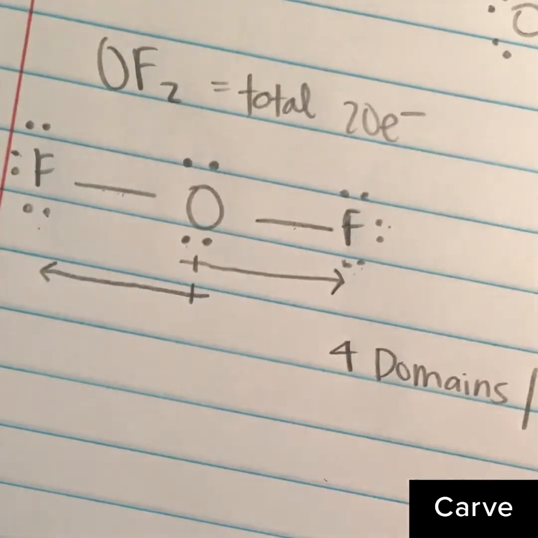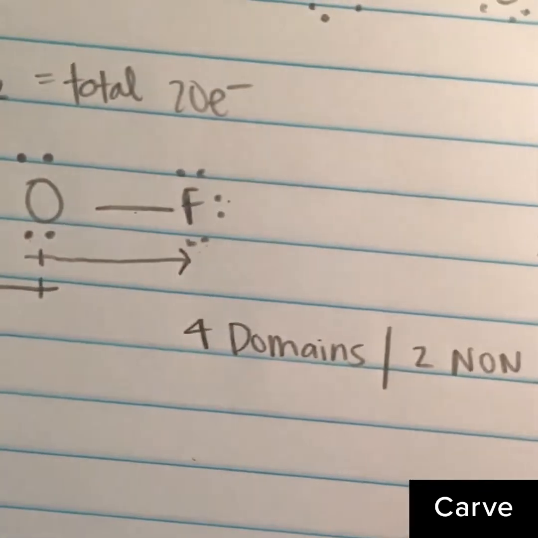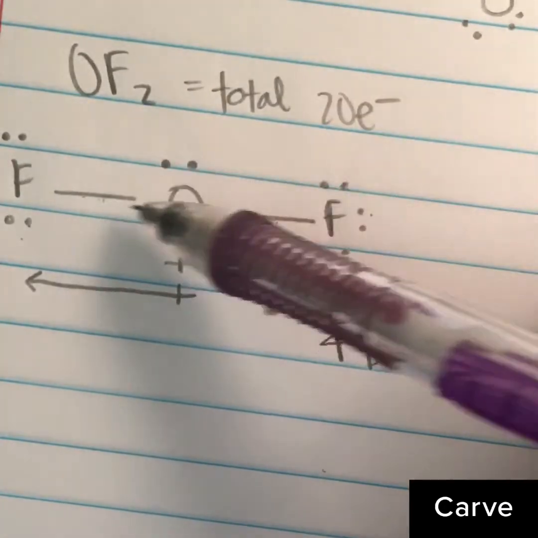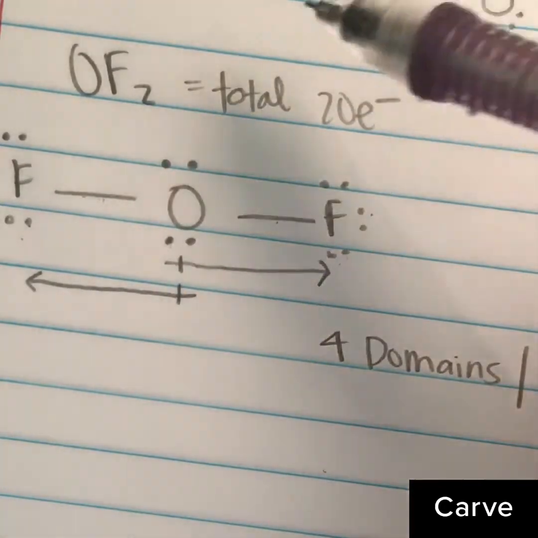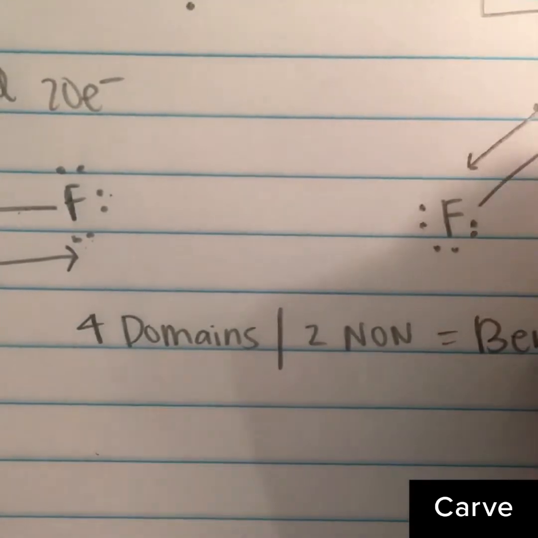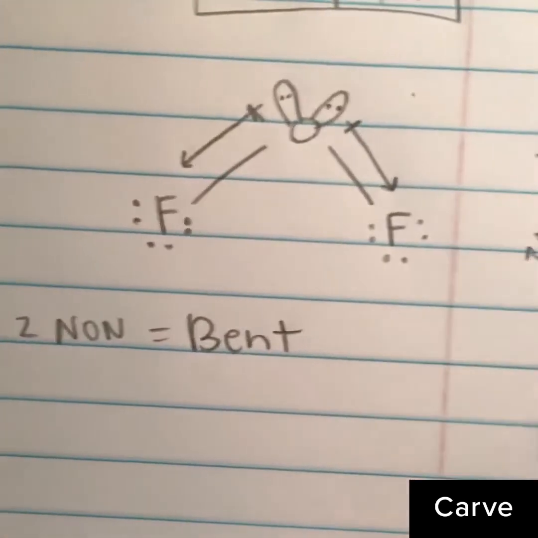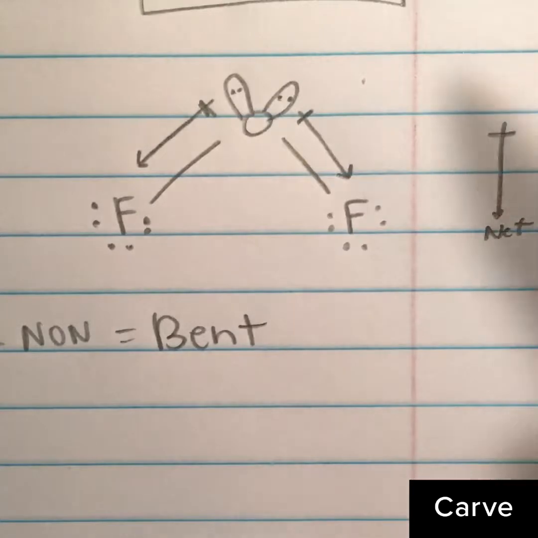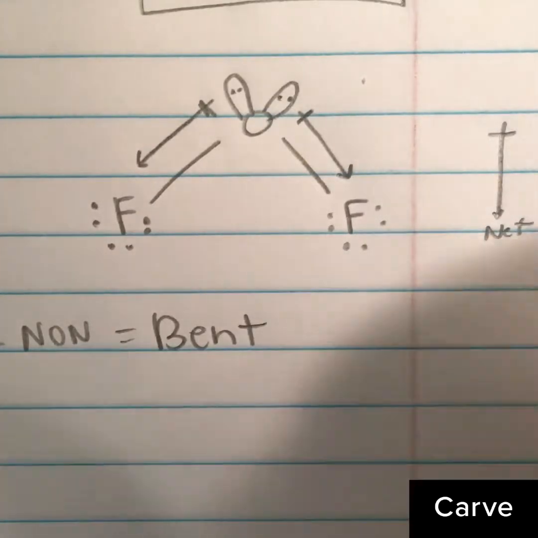Okay, so our third step would be to identify the net molecular dipoles and the molecular geometry of the molecule. So we have 4 domains, 1, 2, 3, 4. 2 of them are non-bonding, so that is going to give us a structure of bent. And so this is what our structure looks like.